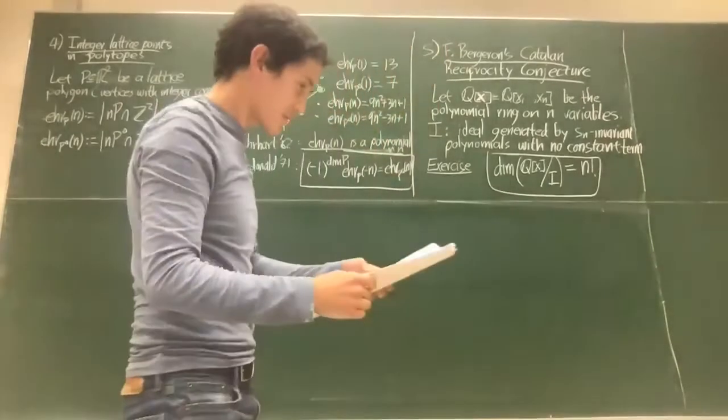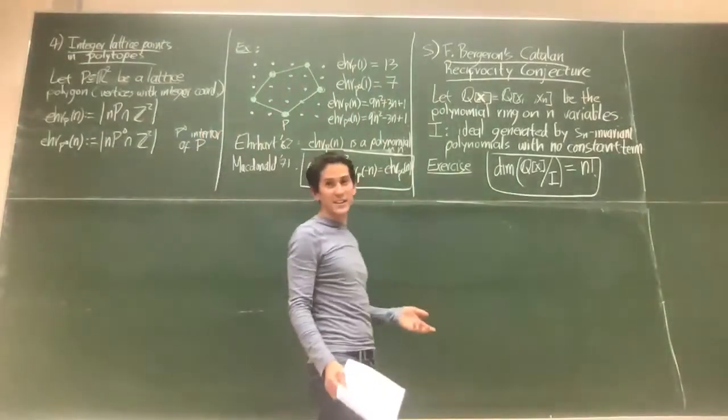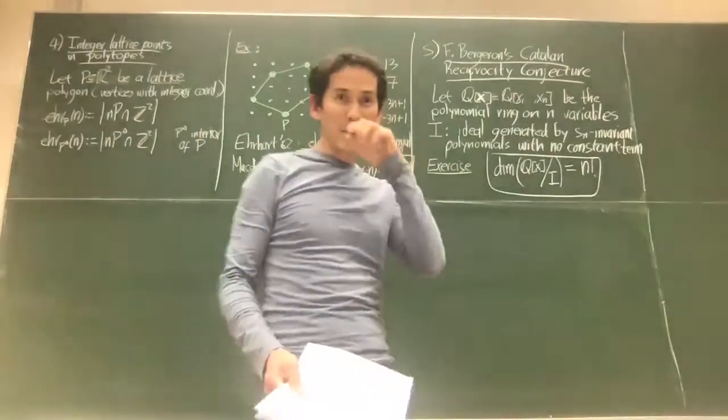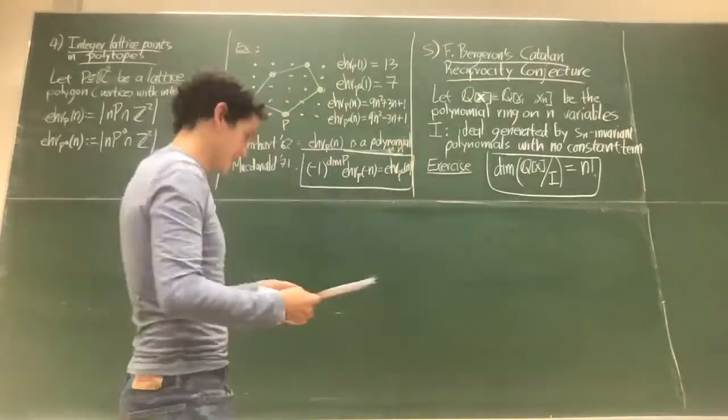Okay, any other question? Okay, so let's not stop there. I considered a polynomial ring in n variables, but I can also consider the polynomial ring on two sets of variables.